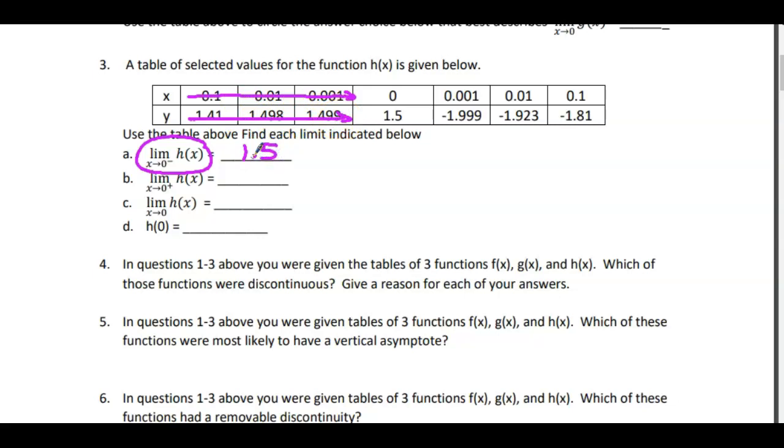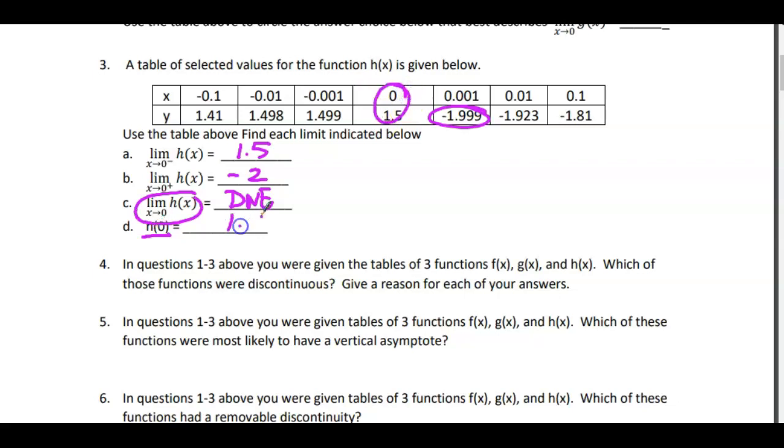How about from the right? As I approach x equals 0 from the right, what's the y value approaching? Well, it's kind of covered up my numbers so I can't really see it now. Negative 1.81, negative 1.92, negative 1.99. Looks like it's approaching really close to negative 2, right? So this one was 1.5, but this one's approaching negative 2 from the right. So the limits from the right and left are not the same, so therefore we would say the limit of this function at 0 does not exist. H of 0 does exist, though. That's just what is the y value when x is 0, and the y value is 1.5.